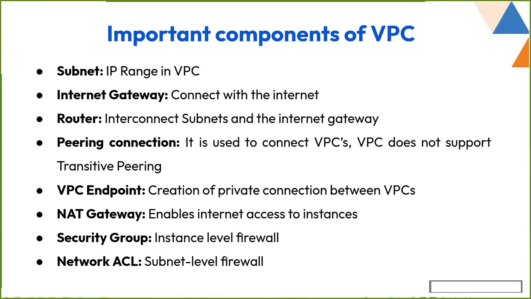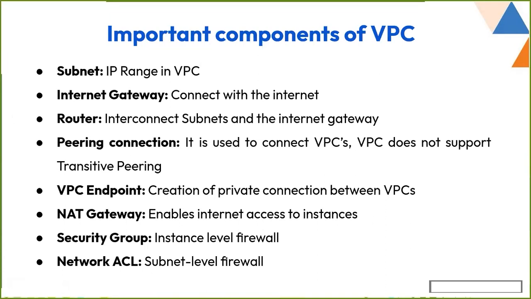Okay, so about peering connections: a peering connection is used to connect two different VPCs. You can connect two different VPCs, and between regions also you can connect VPCs, and also between different AWS accounts. Okay, and VPC does not support transitive peering.